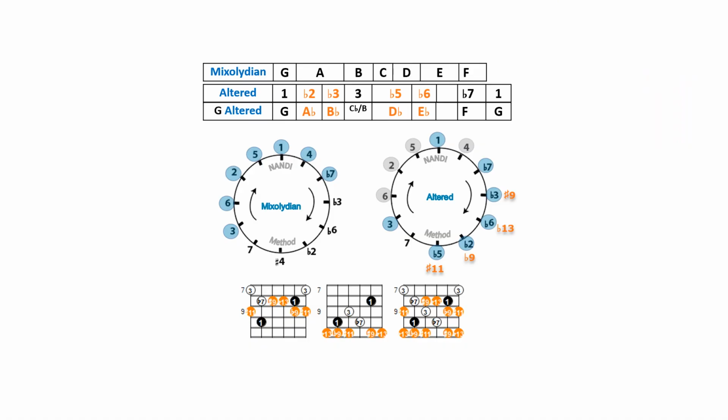G altered, the seventh mode of A-flat melodic minor, is the most outside-sounding scale, with four notes not found in C major: A-flat, B-flat, D-flat, and E-flat. Notice that only the root, third, and seventh, from Mixolydian, appear in the altered scale. The added notes are flat 3, equivalent to sharp 9, flat 6, or flat 13, flat 2, or flat 9, and flat 5, or sharp 11.